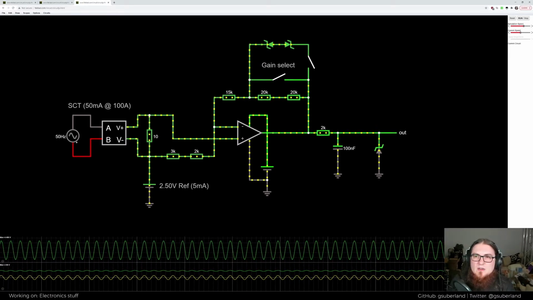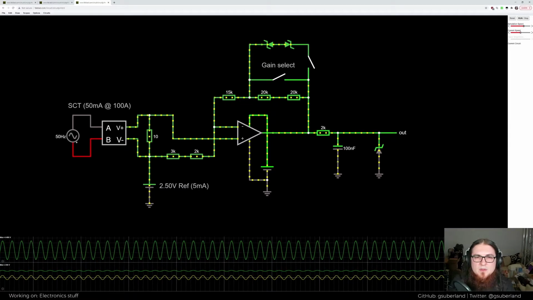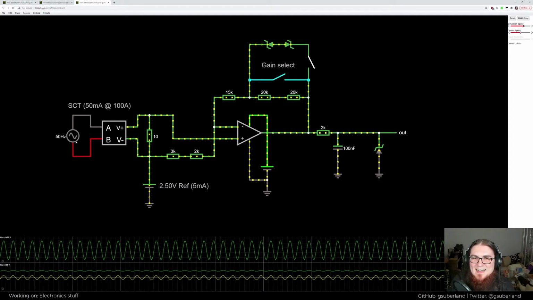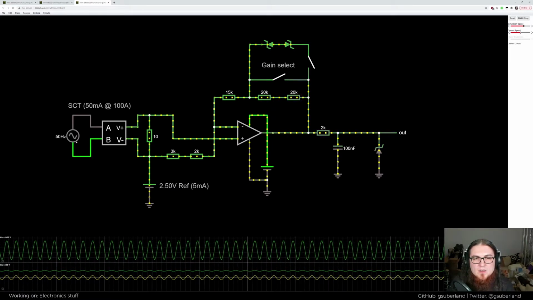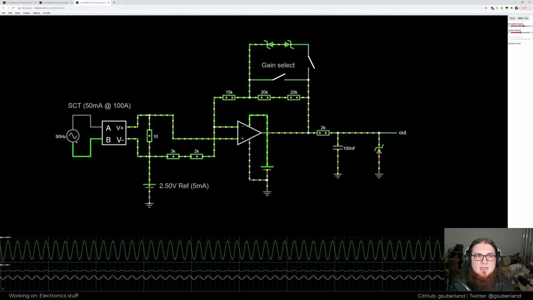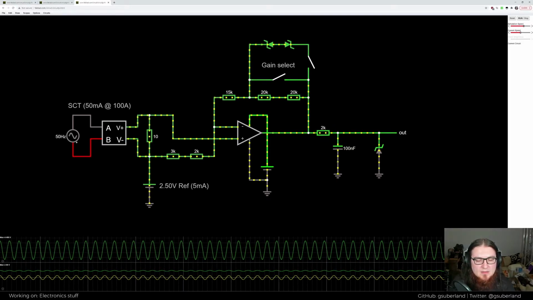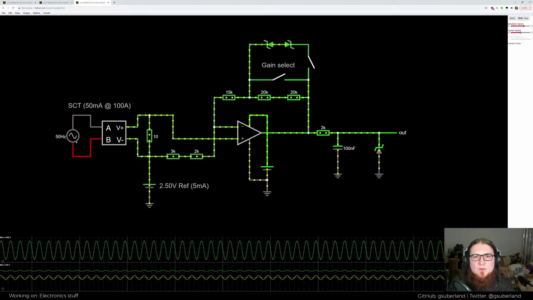You could look at something like an opto transistor, but in this particular case, because it's an analog situation, you don't really want to use something like that. So what you can use instead is an analog switch, and there are ICs that do this. Let's have a look at one.